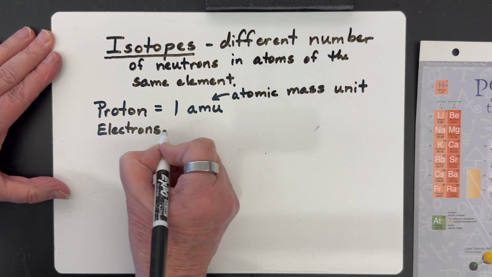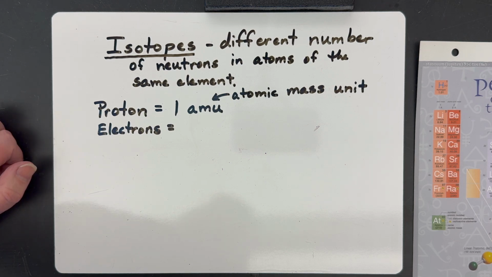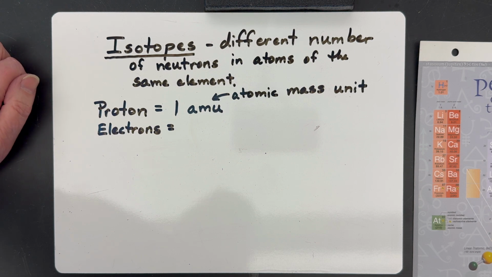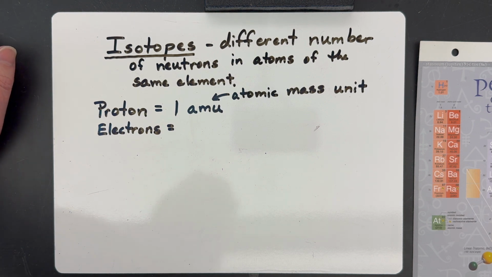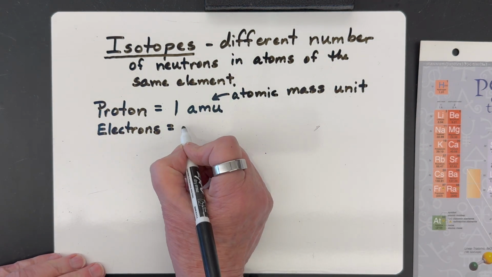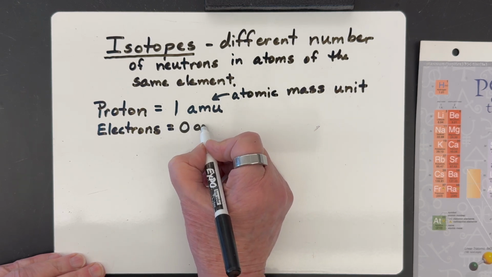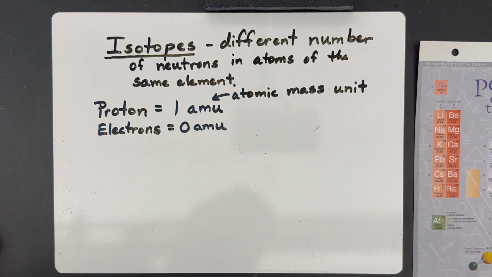Electrons, remember we said the number of protons and the number of electrons is equal. Electrons are tiny. It would take almost 2,000 electrons to weigh as much as 1 proton. So since they're so tiny, we say that they have a mass of 0 atomic mass units. That's not really true. They do have a mass, it's just so little.